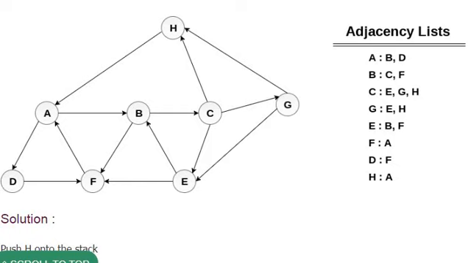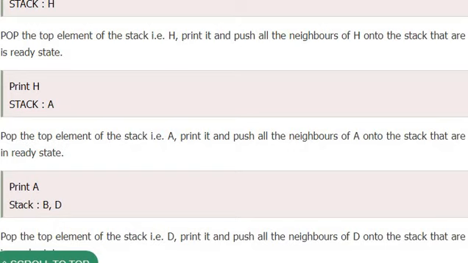Now if we start with H, push H onto the stack. So the top element is H now. Pop the top element H and print it, and push all the neighbors of H onto the stack that are in ready state. Ready state means not visited. So we have A. Now the top element is A. Pop the top element and push all the neighbors of A which are in ready state. So we have B and D.